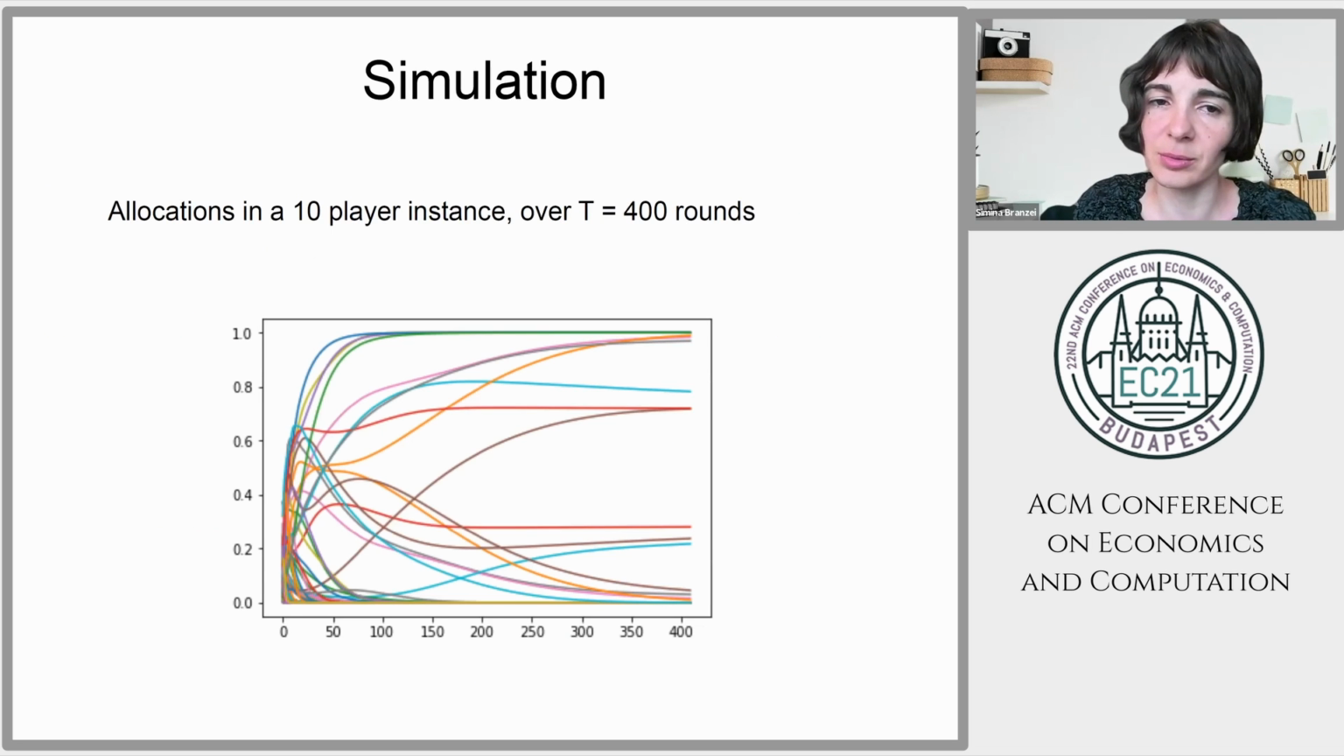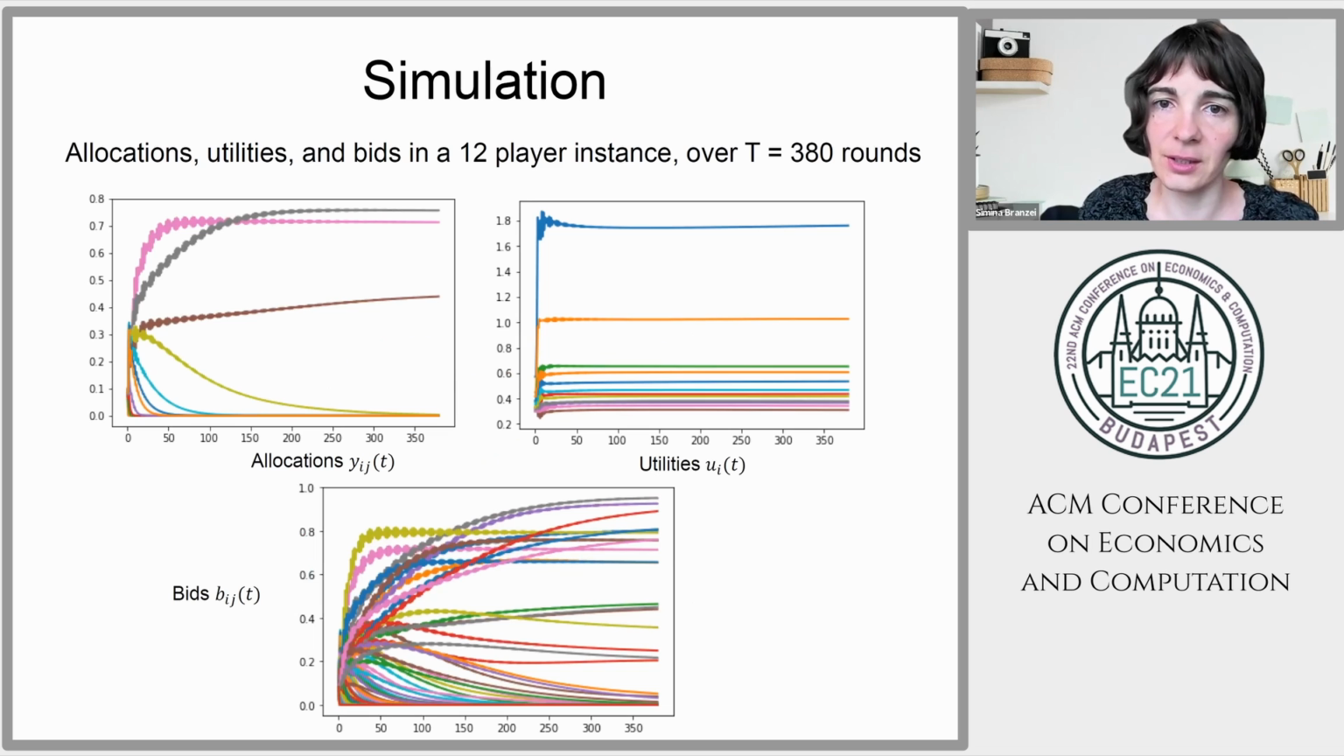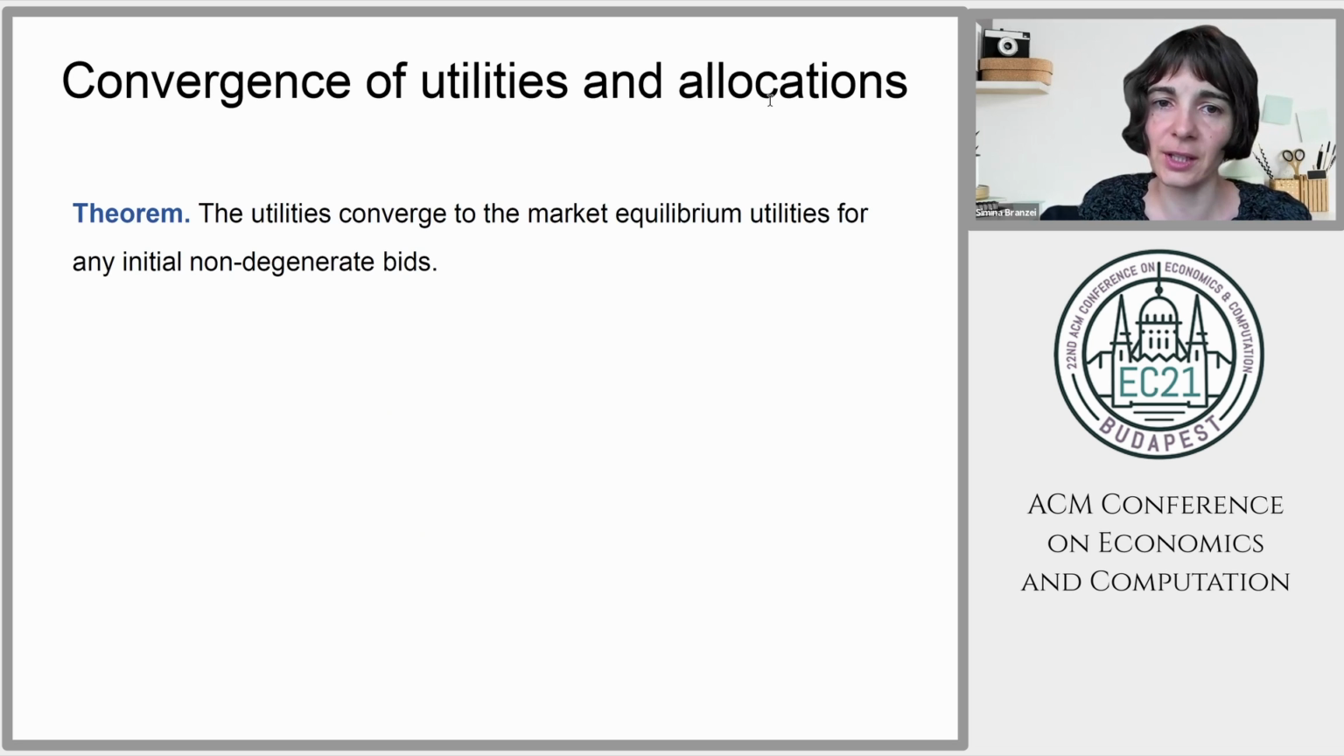So this is an example from a simulation in a 10-player instance over 400 rounds. It shows the allocations, and you can see that they sort of stabilize in the longer term. This is another instance with 12 players. Here we plot the allocations on the left, the utilities, and on the bottom, the bids, b_ij of t. So these have some initial oscillations, but they also stabilize in this example. So we show formally that the utilities converge to the market equilibrium utilities for any initial non-degenerate bids.